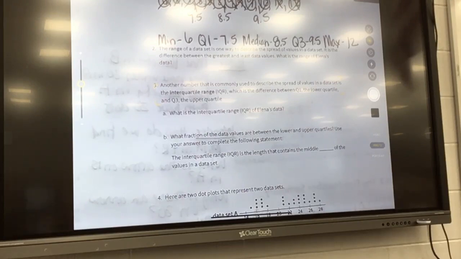Okay? Alright, so number 2 says the range of a data set is one way to describe the spread of values in a data set. It is the difference between the greatest and the least data values. What is the range of Elena's data? We're not talking about interquartile range. What is the range? How do we find that again? Raise your hand and tell me. It's been a while since we talked about it. Nico.